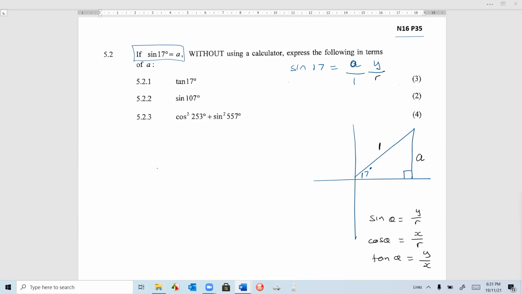Remember, I'm using this question here, that if sine 17 was A, we got A over 1. Now remember, you have the Y value and you have the R value. Now you need to find the X value.